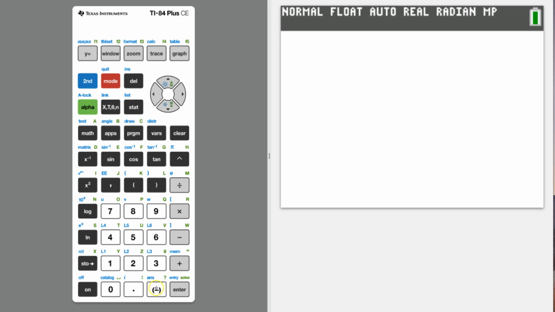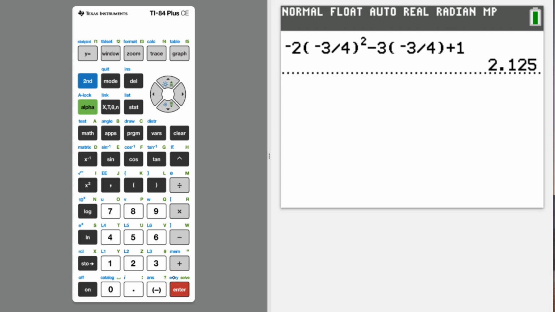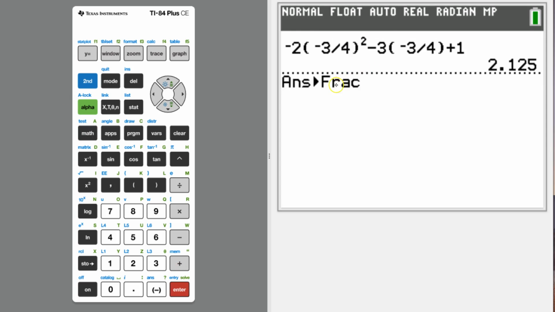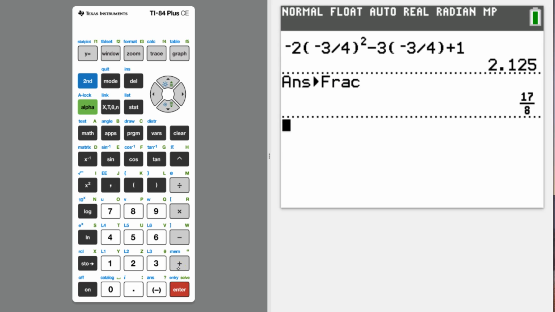So first of all, we can just type it in on the home screen: negative 2 times negative 3/4 squared minus 3 times negative 3/4. Notice I'm using the negative button, not the minus button, when I need a negative, plus 1. Okay, that gives me the decimal value, 2.125. If I want to change that to a fraction, all I have to do is press the math button, and then the first choice is change to fraction, so press that, and then press enter. And it will give you the improper fraction form of your answer.